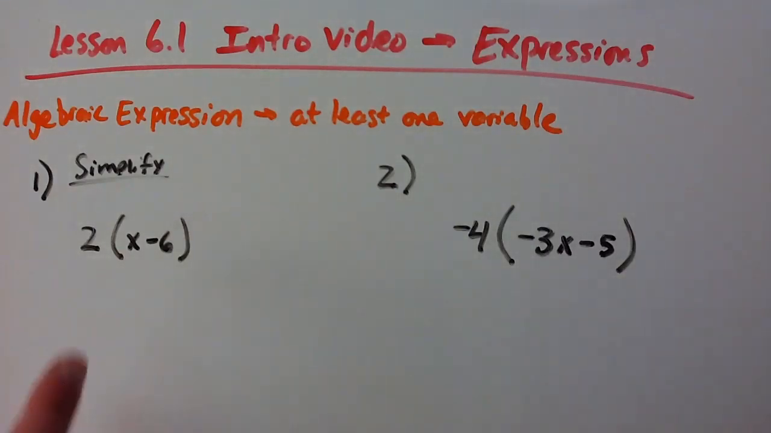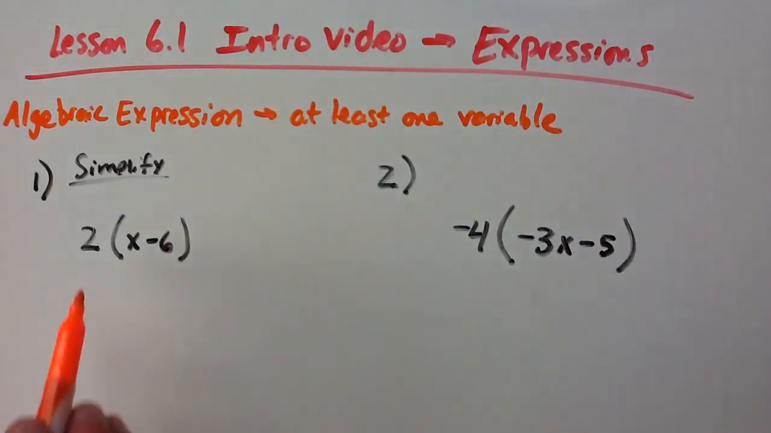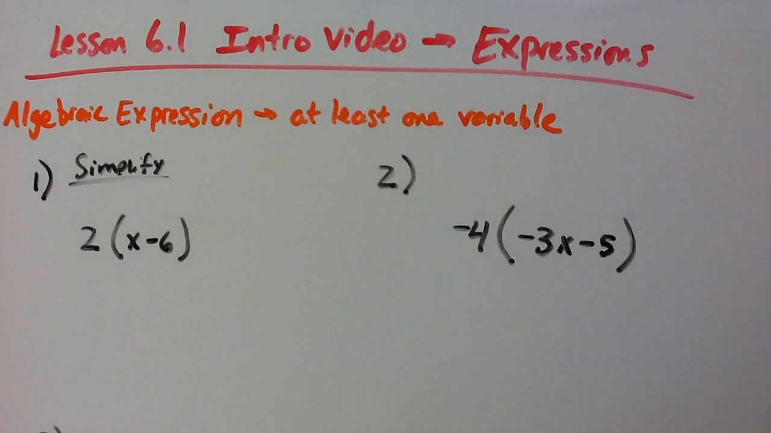Okay, so in number 1 we have 2 times the expression x minus 6. And as you can see, as I read that, I said 2 times x minus 6 because I have a number, in this case 2, right next to an expression in parentheses. That is understood to be multiplication. And so what I can do here is use what's called the distributive property.